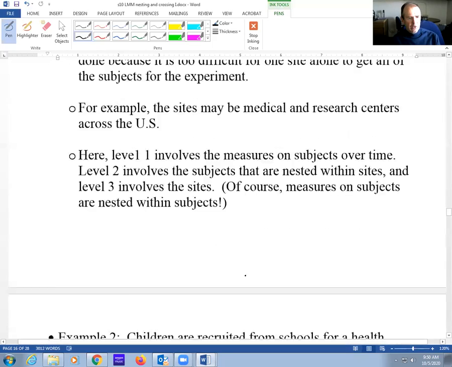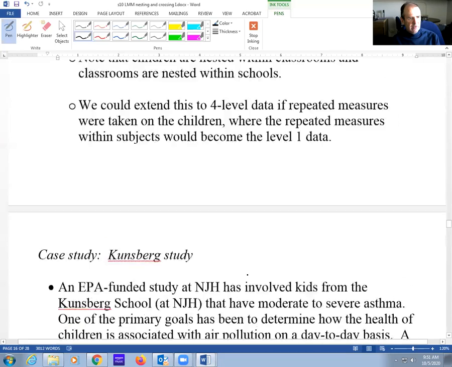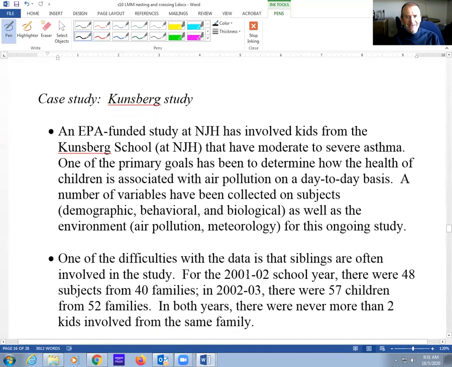And I'll let you guys read through these other examples. I think I talked about a lot of those, so you can review those different examples. So nested data may or may not involve repeated measures, okay? We're gonna talk about a data set here where we do have repeated measures on subjects.